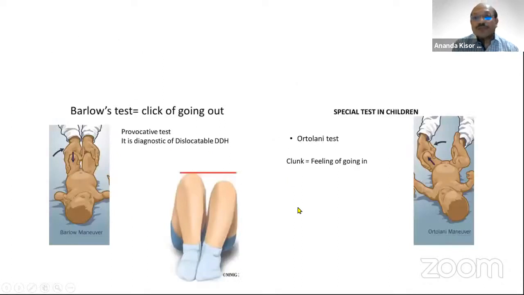The Barlow's test. I'm just going to finish now. Barlow's test is basically a provocative test. How do you remember it? Barlow means a bar law, we just have to provoke it. Just like the telescopic test, we give a jerk to make it go outside the hip joint. It's a provocative test, whereas Ortolani is the reducibility test. Just give gradual abduction, so that with a clunk it will go inside. So this is Ortolani's test.